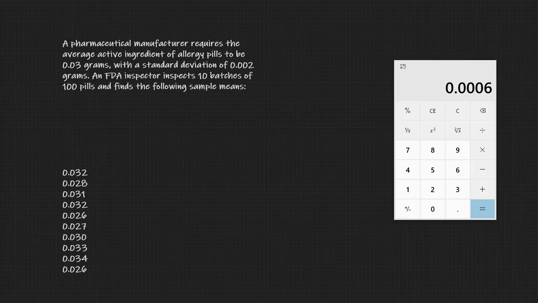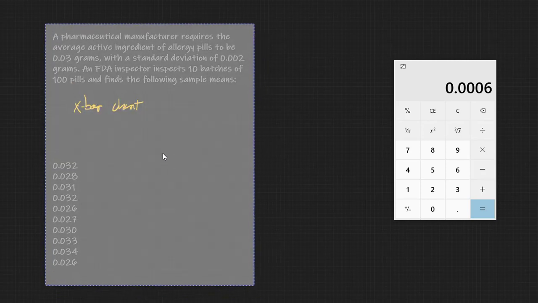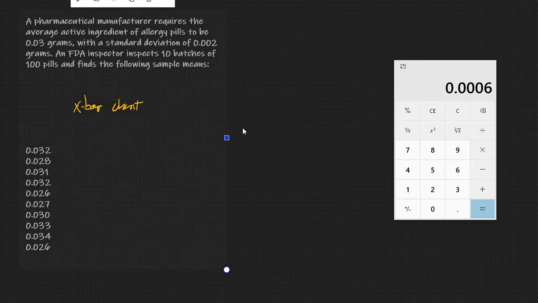Okay, today we're going to look at an xbar chart problem. And those of you who know me from before know that I like to do a little cheat sheet. So as we read the problem, I'm going to start writing on the side.